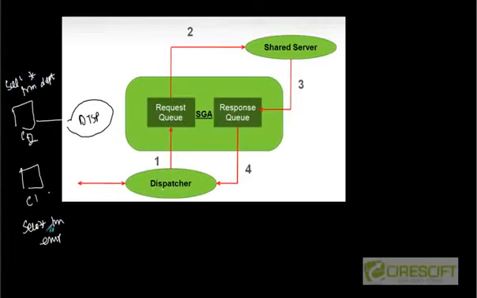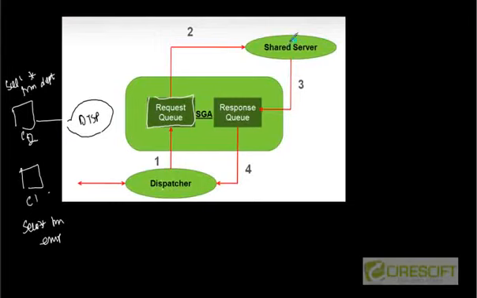So these are basically the work that's supposed to be done. What it does is dispatcher 1 and dispatcher 2 are going to put these commands in a queue called the request queue. Understand the point? So in the request queue we are going to put all these commands. Then there is one shared server.